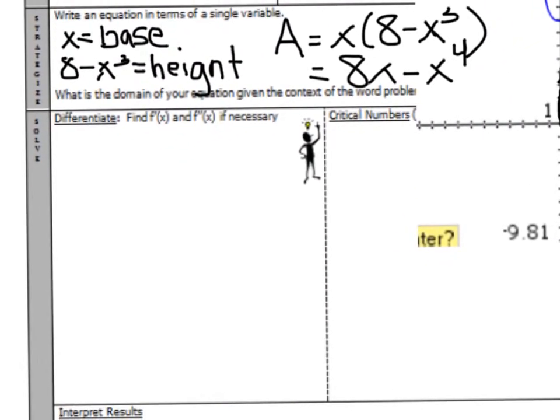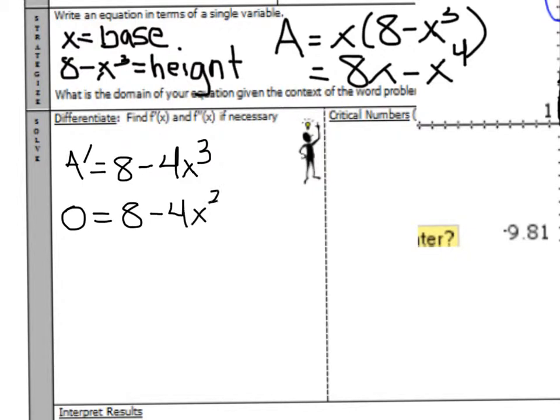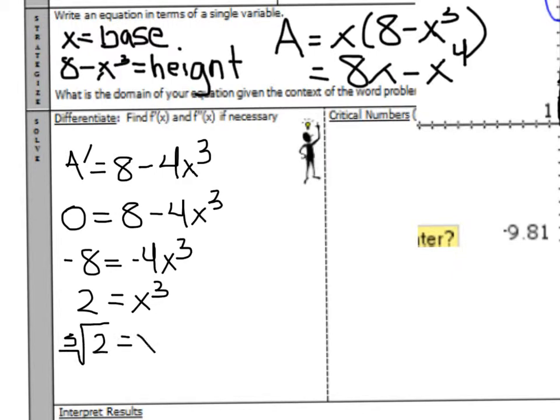So I'm going to expand my work area here. The derivative then of area will be 8 minus 4x cubed. Let's set that equal to 0. So I subtract 8 from both sides, divide by -4, take the cube root. So the cube root of 2 will be the base of my rectangle.